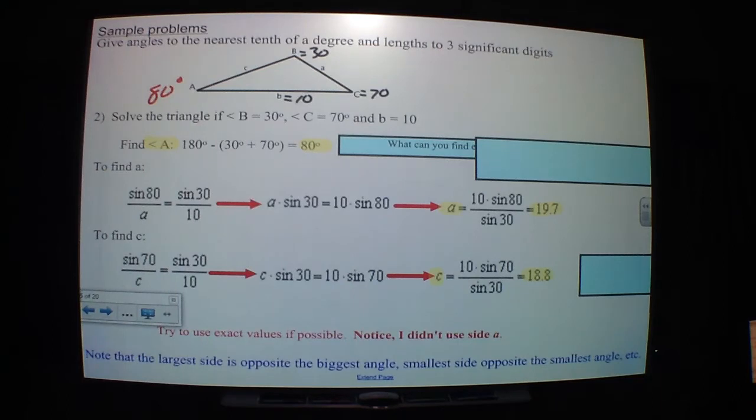And make sure it makes sense. Largest angle across from largest side. Smallest angle across from smallest side. Middle size angle and middle side is also opposite.